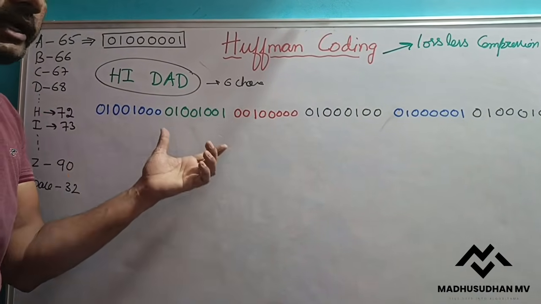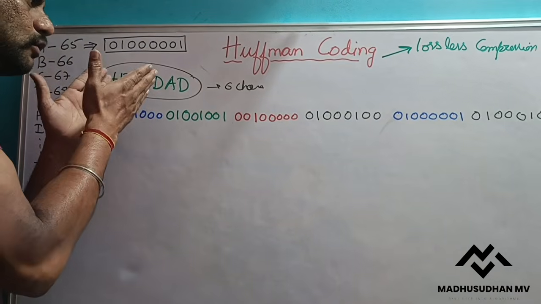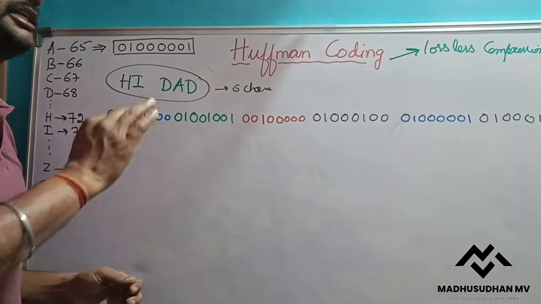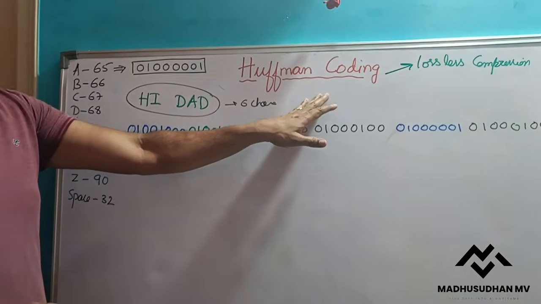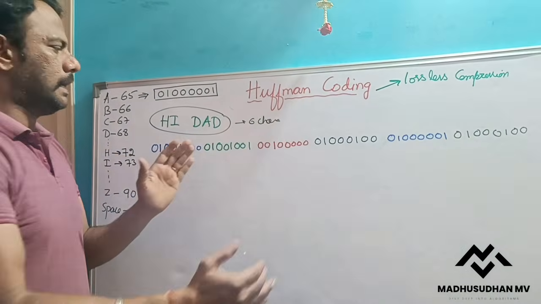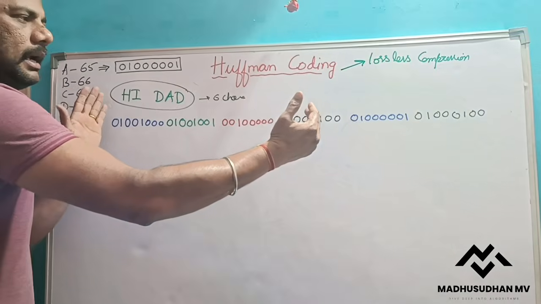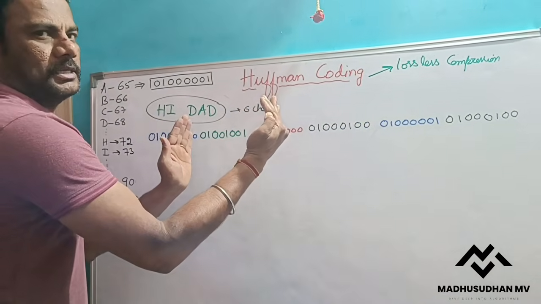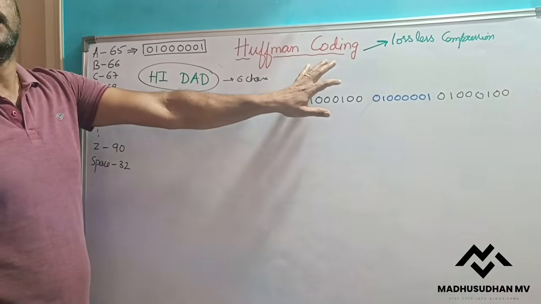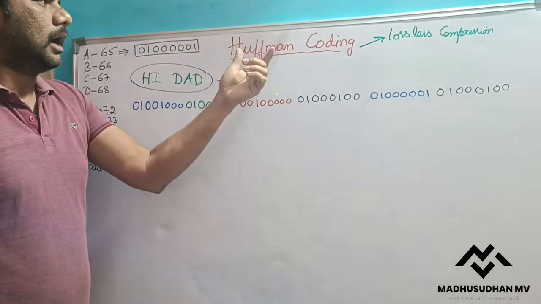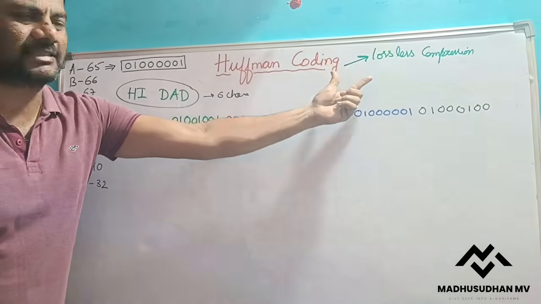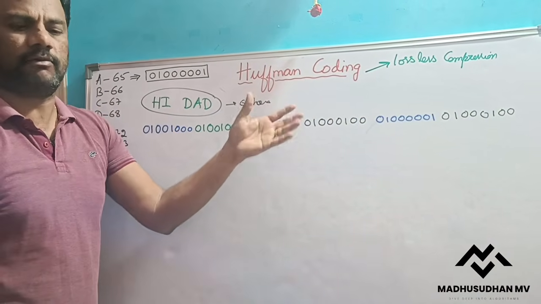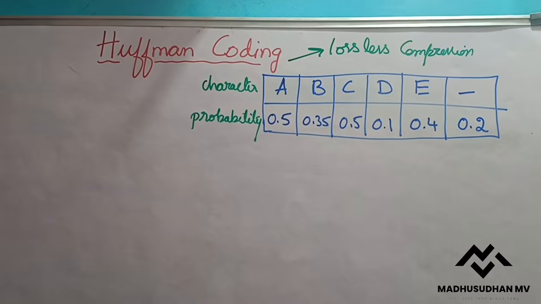But instead of 48, is it possible to send the same message, "hi dad", in a lesser number of bits? Yes, it is possible with the help of Huffman coding. Instead of sending the same data using these 48 bits, it will reduce the number of bits. That is the concept of Huffman coding, which is lossless compression. Now let us discuss Huffman coding with one example.